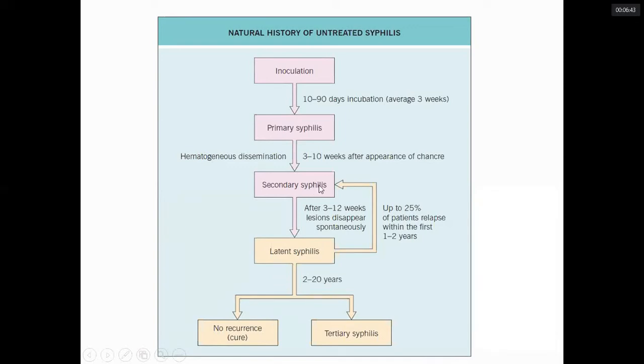And after secondary syphilis, after 3 to 12 weeks, it progresses to latent syphilis. However, up to 25% of the cases of latent syphilis may relapse within 1 to 2 years and give a clinical feature of secondary syphilis. And the remaining cases of latent syphilis either cure by themselves due to the host immune system or progress to tertiary syphilis in 2 to 20 years.